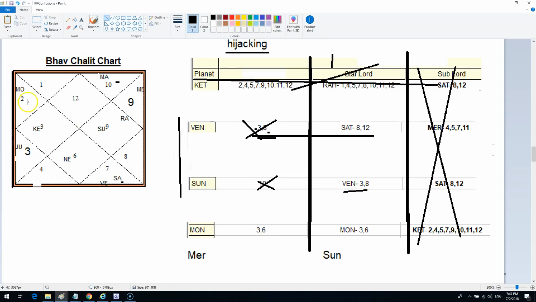Look at the Moon. Moon is giving the result of the third house and the sixth house. And the Moon is also in its own star. This is usually called the self significator. In some of my videos, I have hinted that the self significator plays a very important role in Krishnamurti Paddhati. So Moon is going to give the result of the third house, and Moon is going to give the result of the sixth house. And since Moon is in its own star, the third and sixth result is reinforced. But there is a small caveat over here.